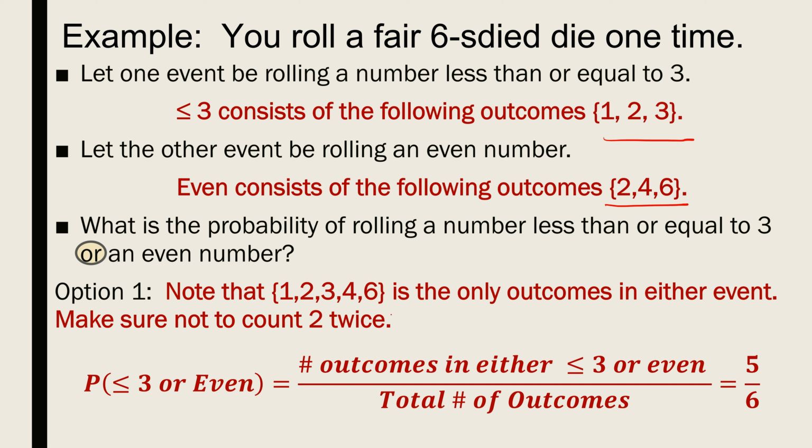Here is option 1. Note that 1, 2, 3, 4, 6 are the only outcomes in either event. So make sure you do not count 2 twice. So the probability of less than or equal to 3 or even number is the number of outcomes in either less than or equal to 3 or even, which is 5, divided by the total number of outcomes.